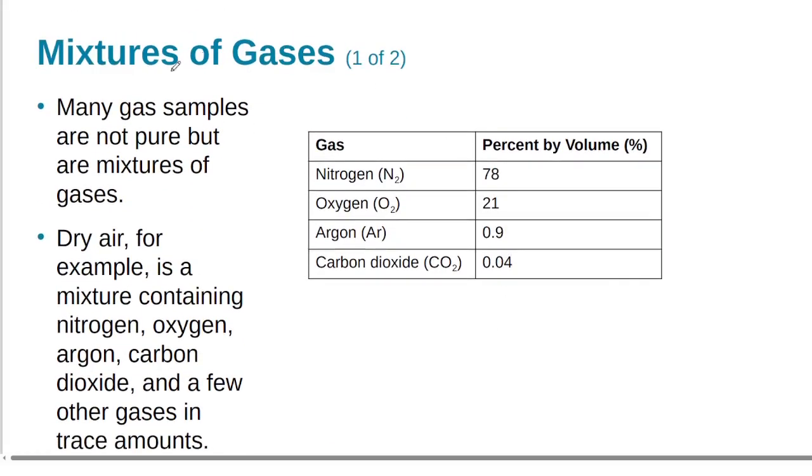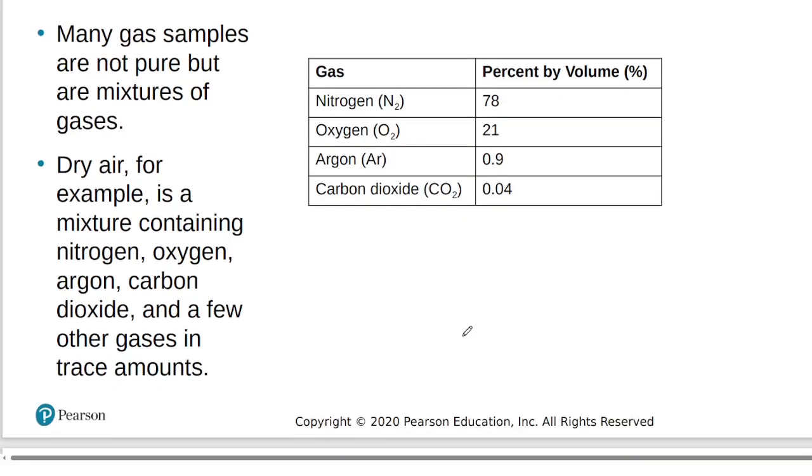Many gas samples are not pure, but they're mixtures of gases. Even air, for example, is about 78% nitrogen, 21% oxygen, 0.9% argon, and 0.04% carbon dioxide. And this would be for dry air. Now, air in the atmosphere isn't generally dry. It's going to have some water vapor mixed in as well. But these are the percentages by volume of these gases, and these make up the bulk of the atmospheric air that we breathe.